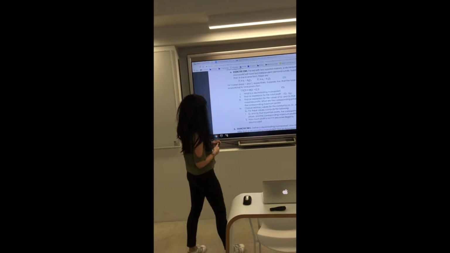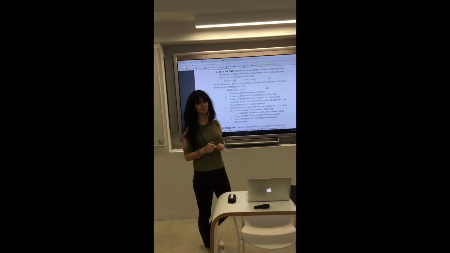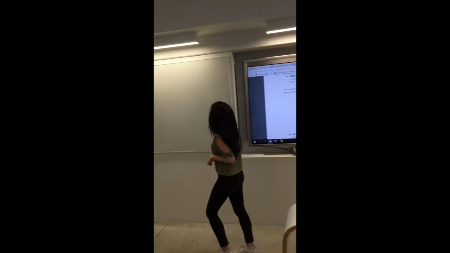So we're going to do the expression of the total profit. Total profit is revenue minus cost, which means P1 times Q1 plus P2 times Q2 minus the total cost. Then we're going to find the quantity that maximizes profit. So we differentiate the profit with respect to Q1, and we find Q1 equals (A1 minus alpha) over 2B1, and Q2 equals (A2 minus alpha) over 2B2.